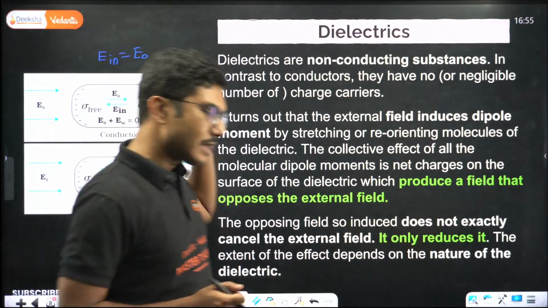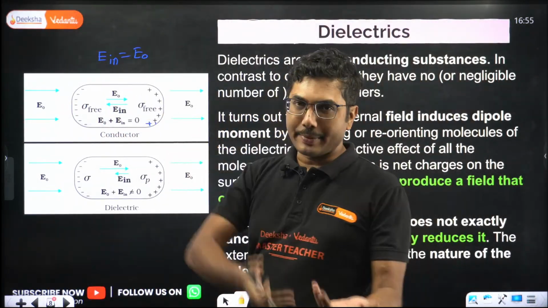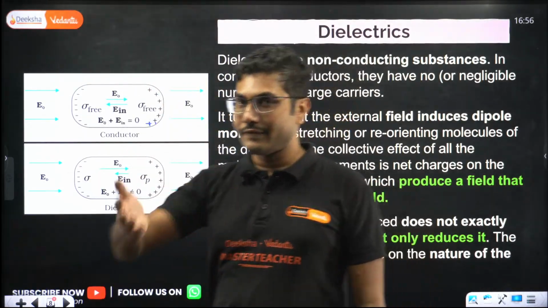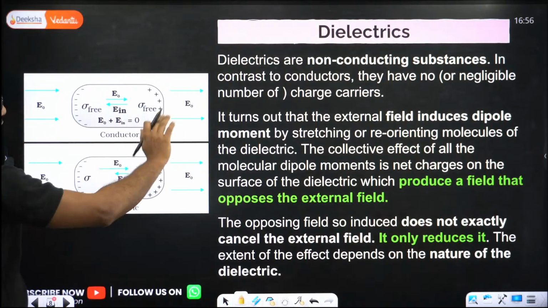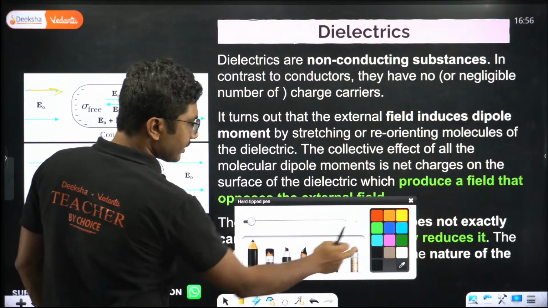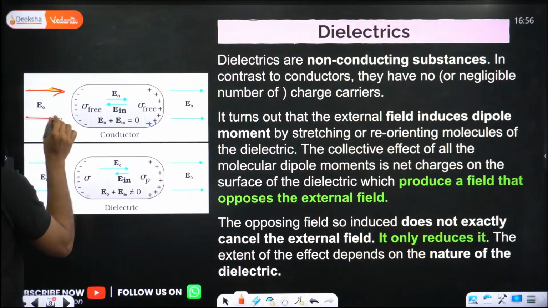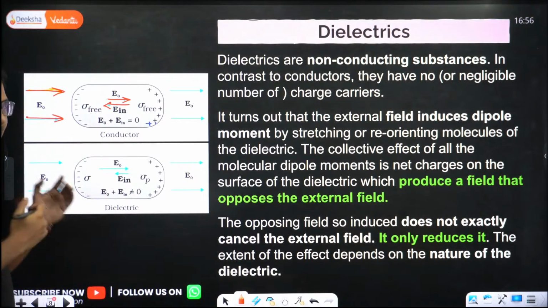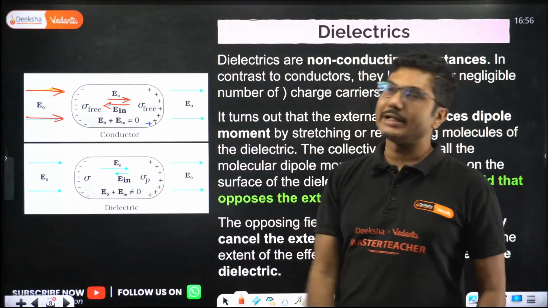In the case of metals, when you apply an external electric field, an internal electric field is developed. The external and internal fields cancel each other, so the net electric field inside a conductor is zero.